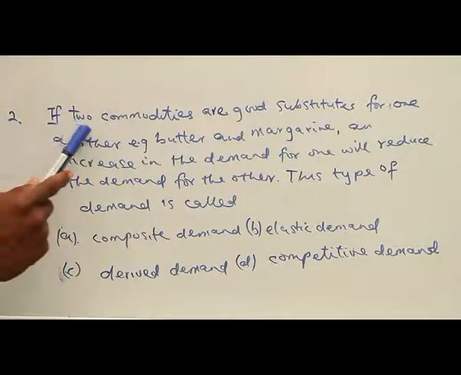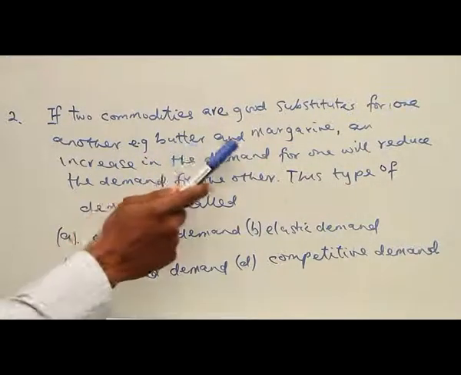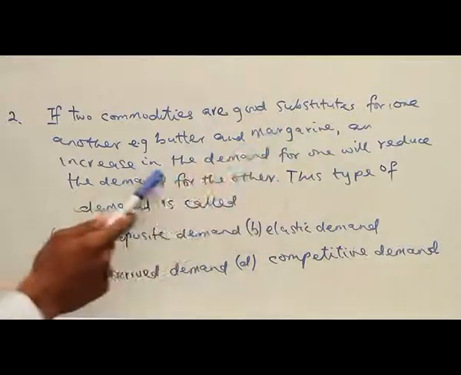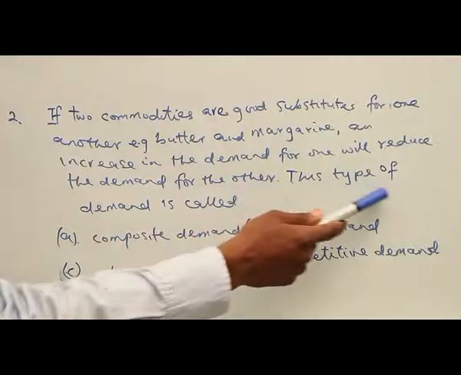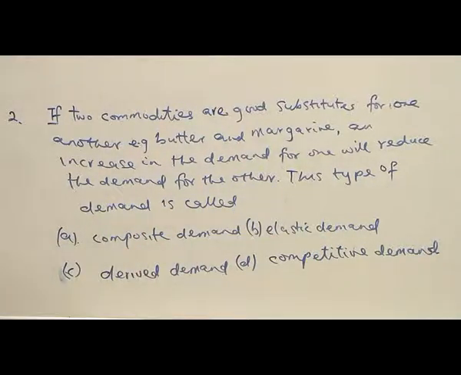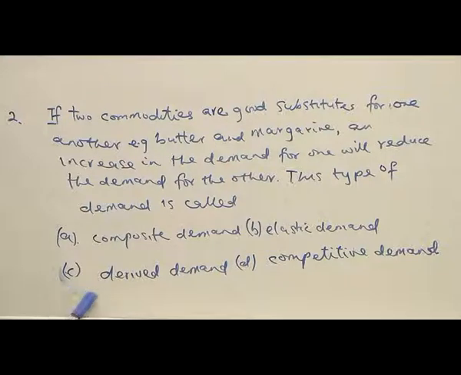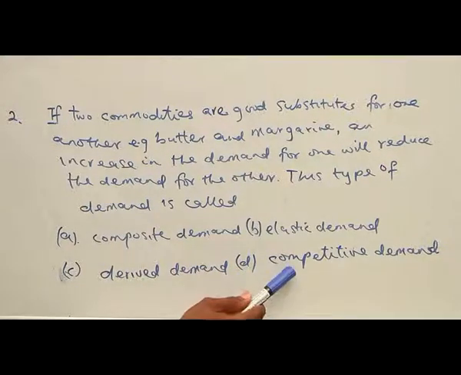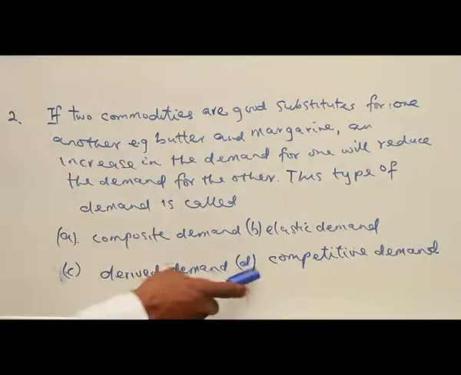Question 2. If two commodities are good substitutes for one another, e.g. butter and margarine, an increase in the demand for one will reduce the demand for the other. This type of demand is called A. Composite demand, B. Elastic demand, C. Derived demand, D. Competitive demand. The question has already solved itself because it's talking about substitute goods, and substitute goods indicate competitive demand. So in this question, the right answer is D.